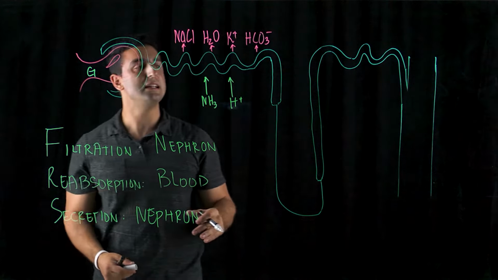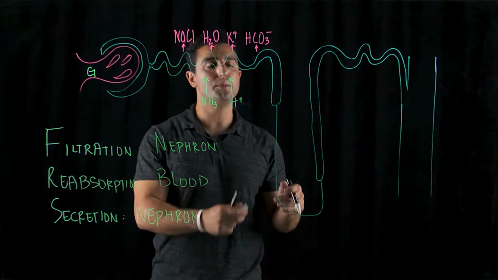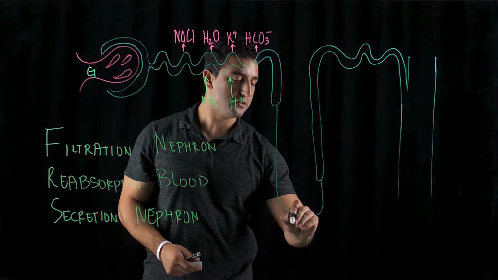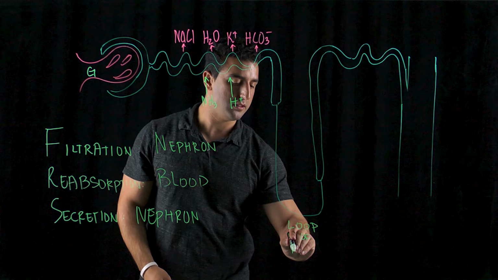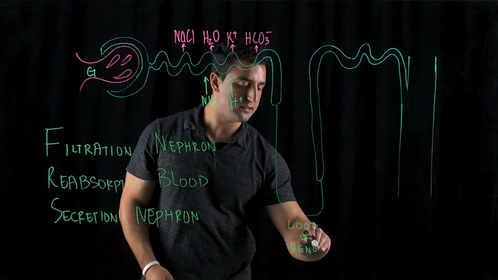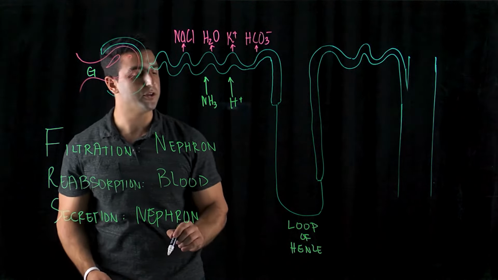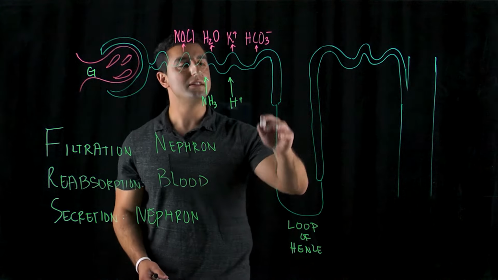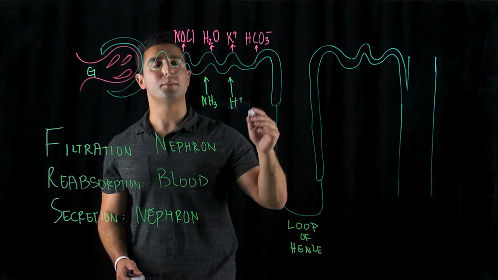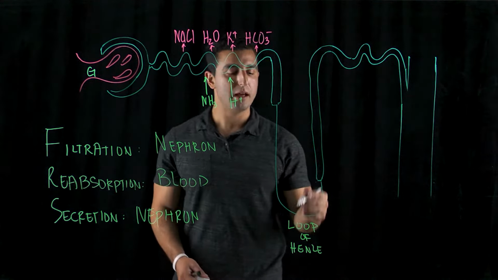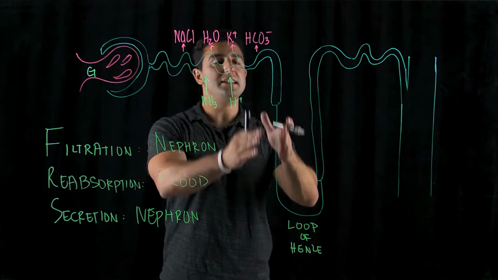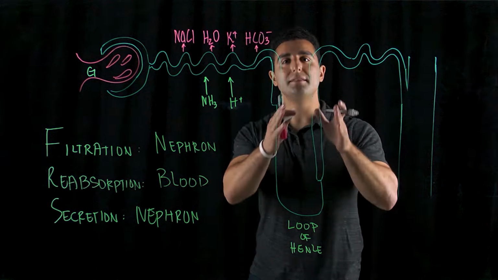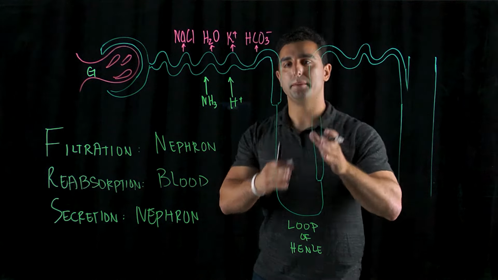We have the descending and the ascending loops. This is called the loop of Henle. So if I write here, loop of Henle. And the reason for this, later on, we're going to talk about countercurrent exchange, where this osmotic gradient allows for proper maintenance of osmolarity. But I'll create a separate lecture on that. So here you have the descending, which goes down, and then you have the ascending, which goes up, right?